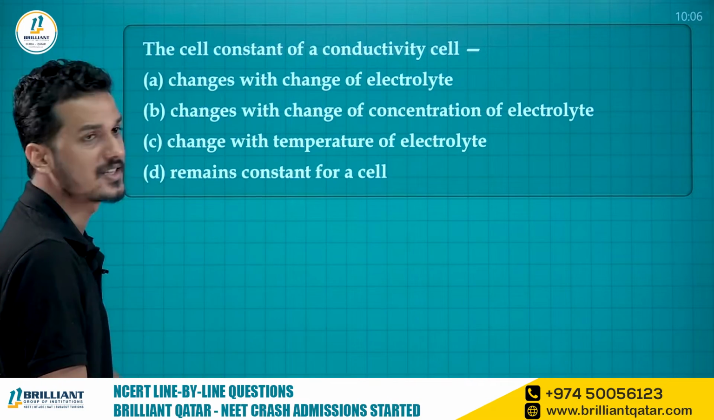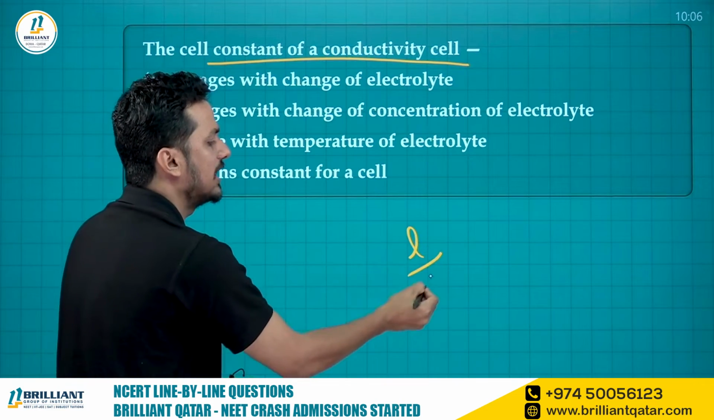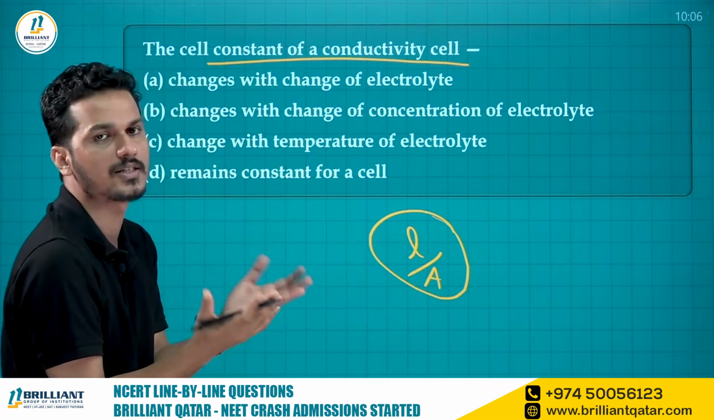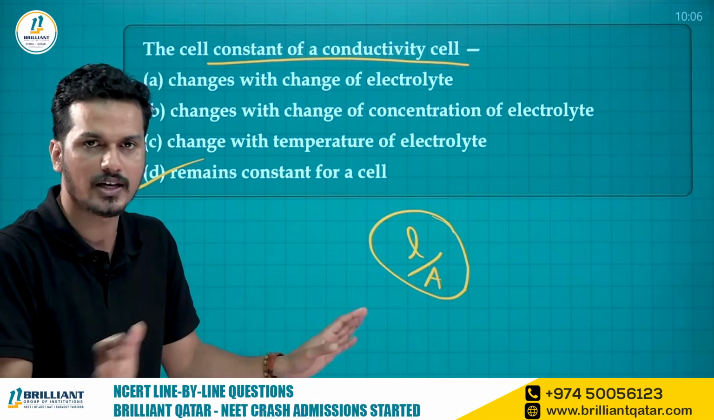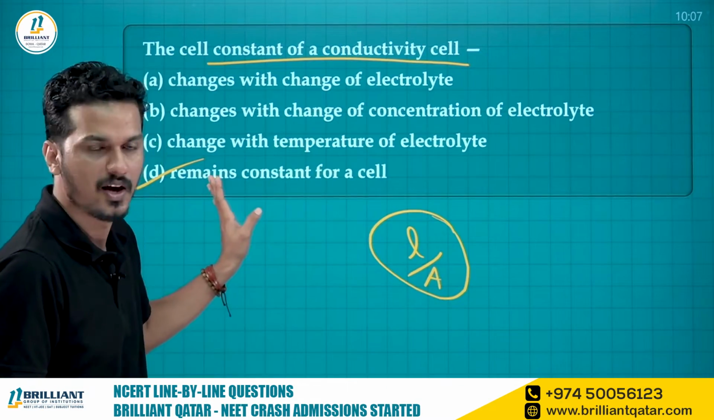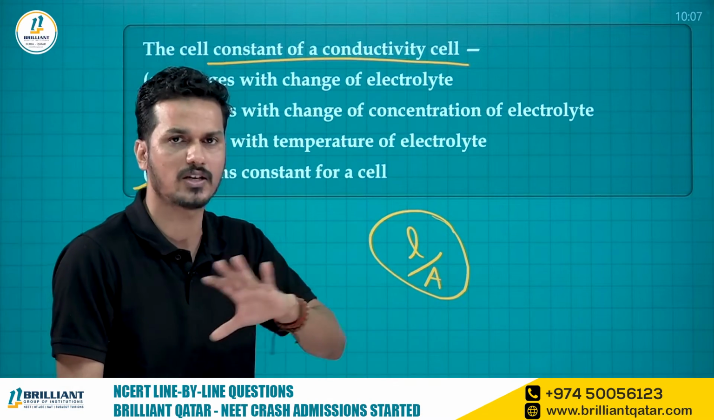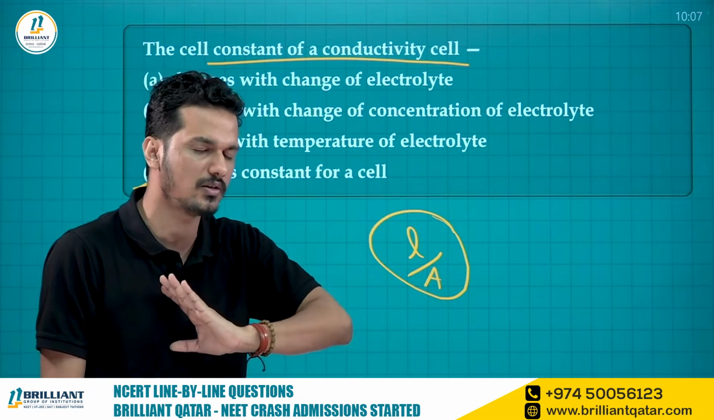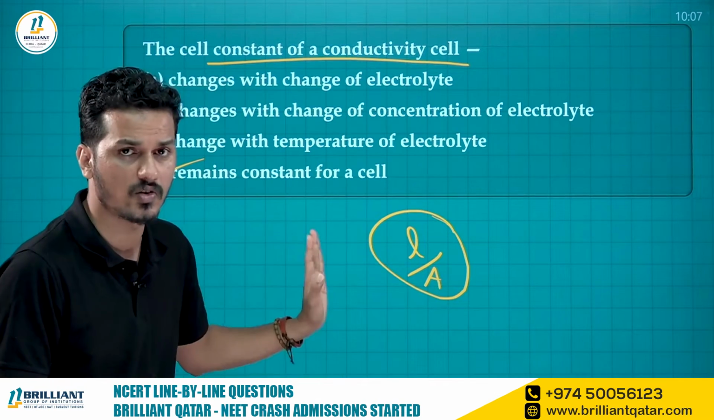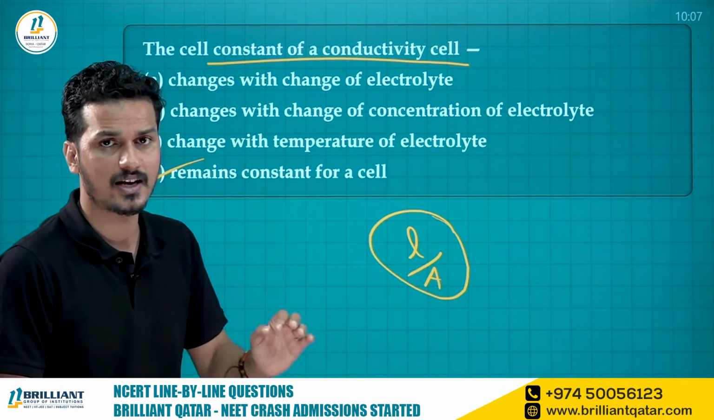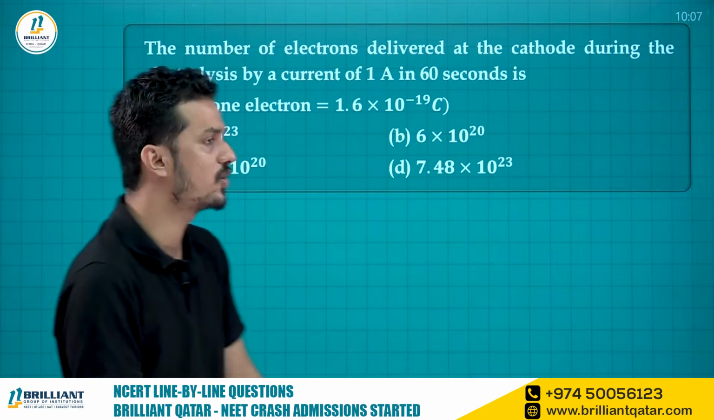What's the question? The cell constant of an electrolytic cell. What is cell constant? L by A is called cell constant. It remains constant for a cell because length is constant and area is constant. It won't change with anything. So option D is the correct answer. It's easy, I hope. If it's so, then we can go to the next one. This is the next question. What's the question?